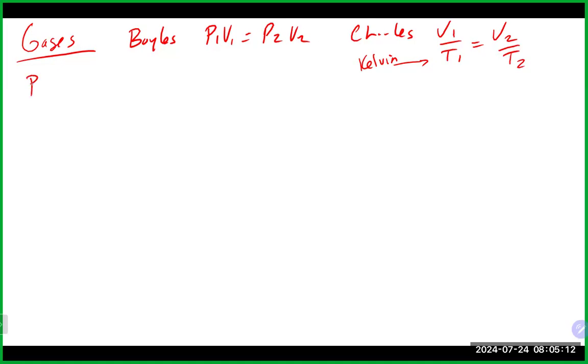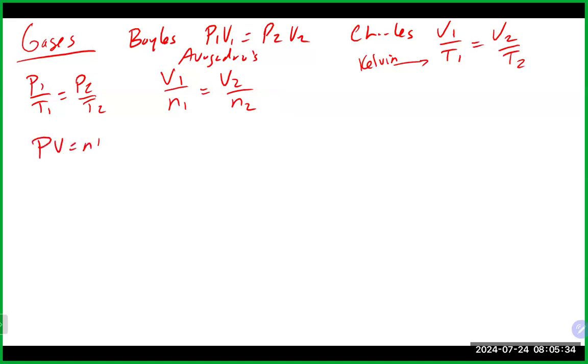There's also Gay-Lussac's, P1 over T1 equals P2 over T2. We saw Avogadro's, which is V1 over N1 equal to V2 over N2. Putting together all those gas laws gave us the ideal gas law, which is our PV equals nRT.